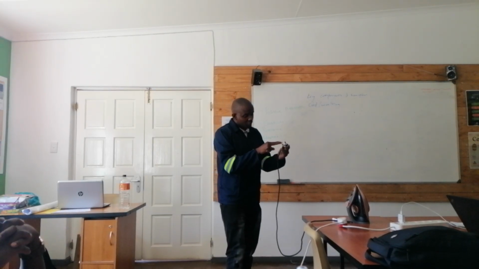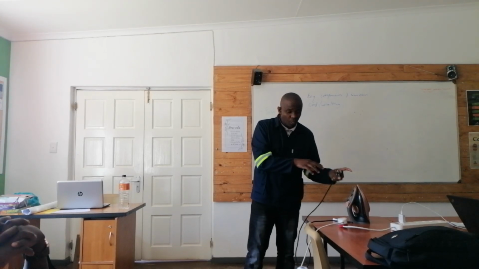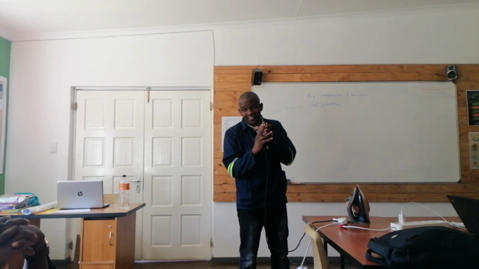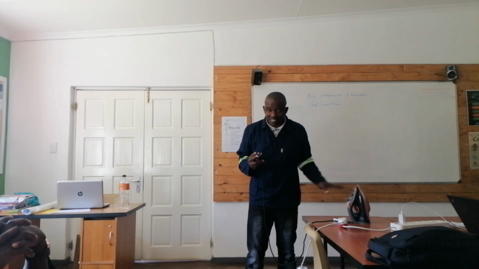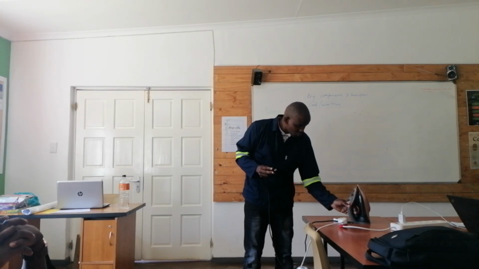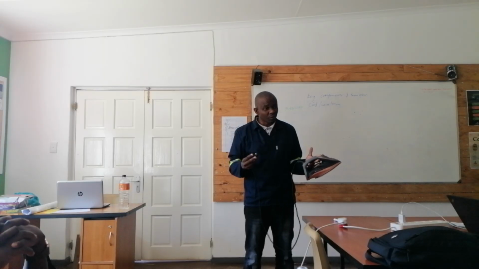However, if you're getting a reading between live and neutral, that means your iron is working. There's no need to open it. But if you can't find anything here, it means there's something wrong. The circuit is open, somewhere it's broken. So what are the possibilities if you're not getting the reading? What could be wrong?